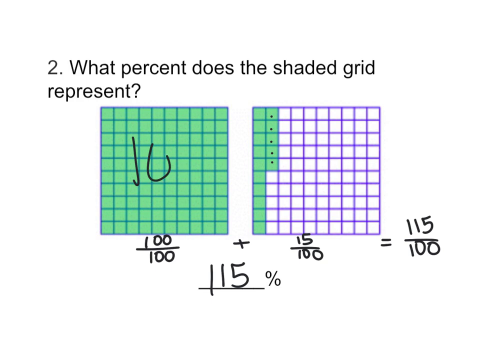This first grid is 100% colored in. This second grid is 15% colored in. When we put those together, 115%.